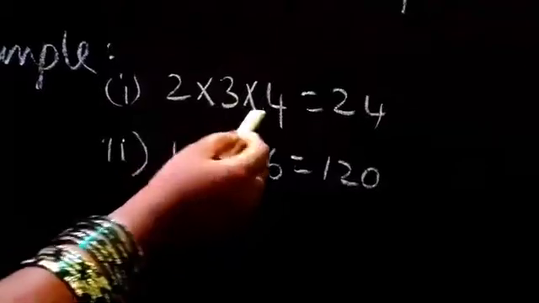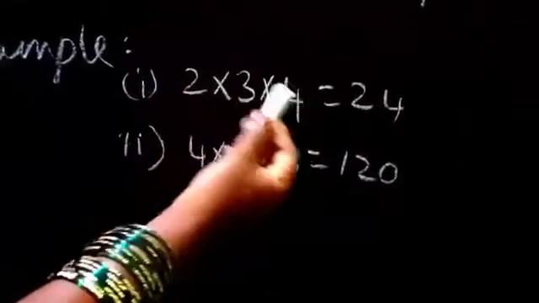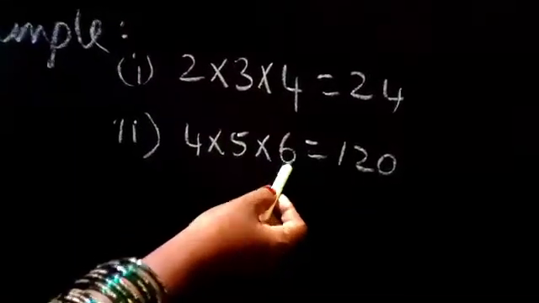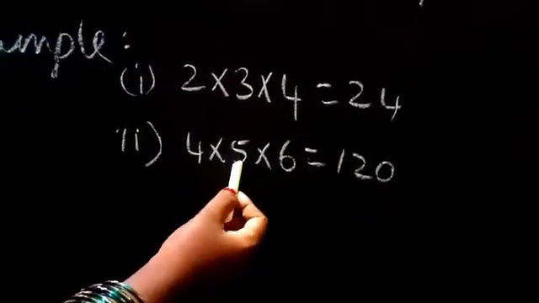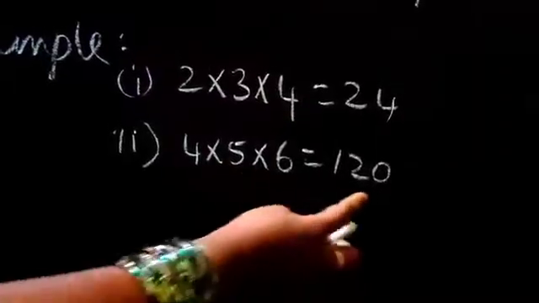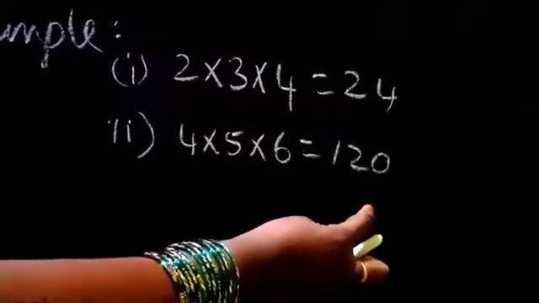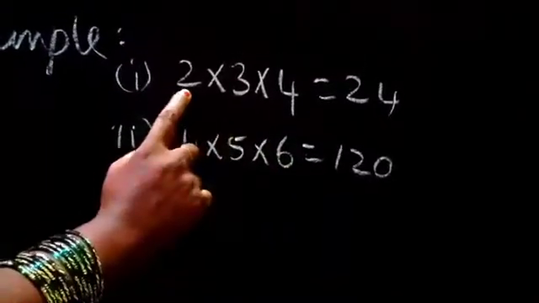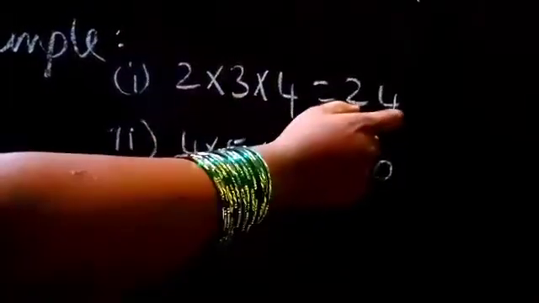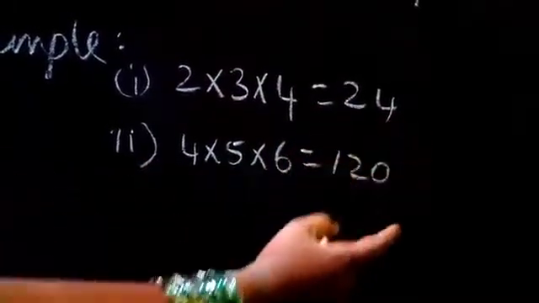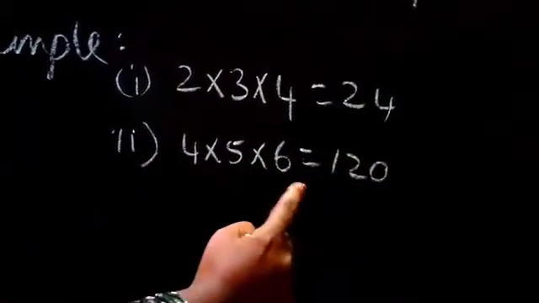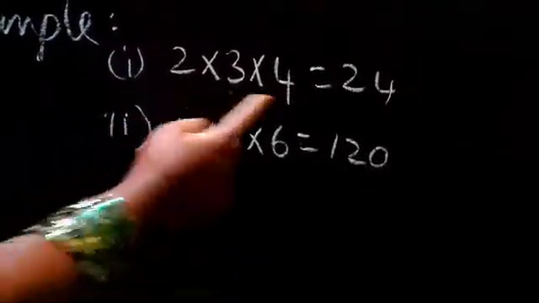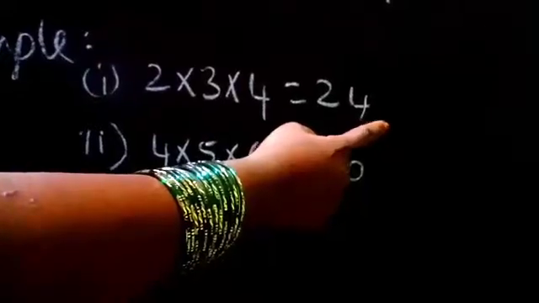This is called three consecutive numbers, that is, the next number. Same like that, 4 into 5 into 6. 4 5s are 20, 20 6s are 120. This 120 also we can divide by the 6th table, because here we have 6. Here also 2 3s are 6. That's why this number can be divisible by 6. Three consecutive numbers if we take, the product we can divide by the 6th table.